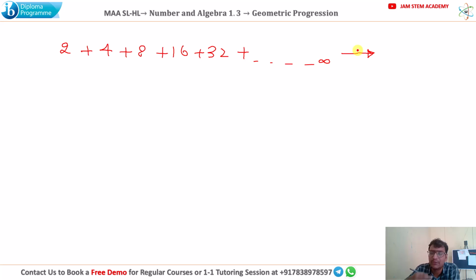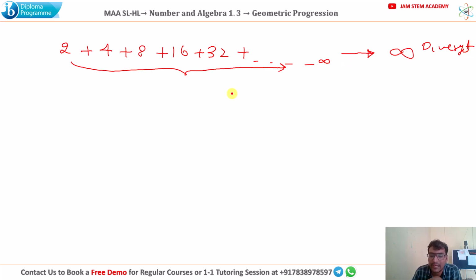It is going to be a very large number. It is tending towards infinity because it keeps increasing. So it is divergent. So you cannot calculate the sum of infinite terms in this case. But is there any condition under which we can calculate the sum of infinite terms?